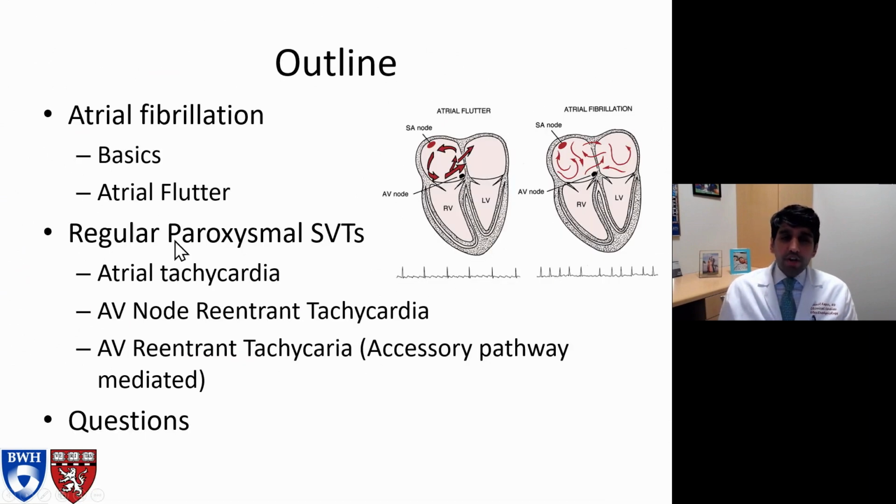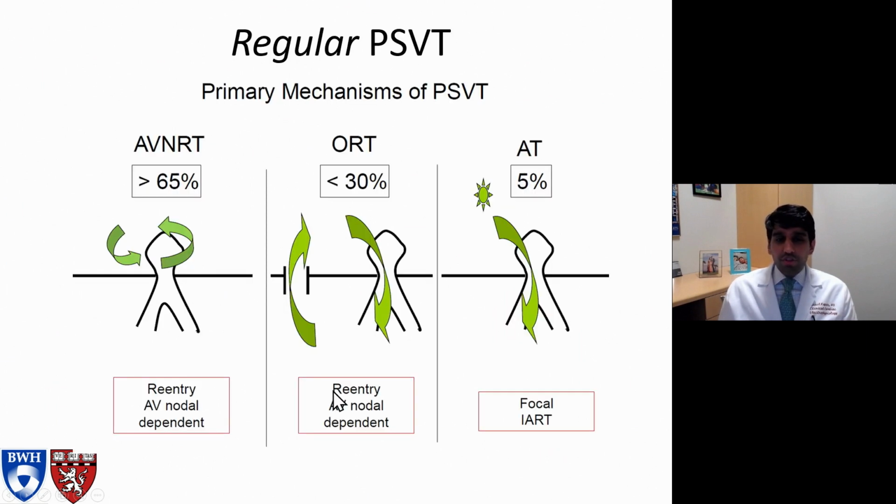Moving on from atrial fibrillation, there are some regular paroxysmal SVTs that we wanted to spend just a couple minutes on. If we look at the epidemiology, the vast majority of these regular, not irregular, SVTs are AVNRT, around 65%. Around 30% will be ORT, or atrioventricular reentrant tachycardia or orthodromic reentrant tachycardia, or another term is Wolff-Parkinson-White or accessory pathway-mediated tachycardia. A lot of synonyms essentially means that the path of the arrhythmia includes an accessory pathway. There's also a small minority of patients that have atrial tachycardia as their mechanism.